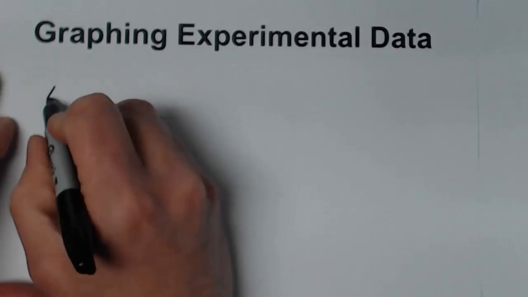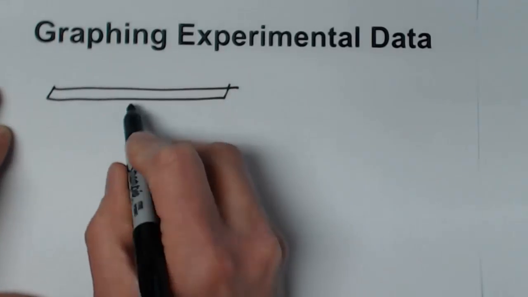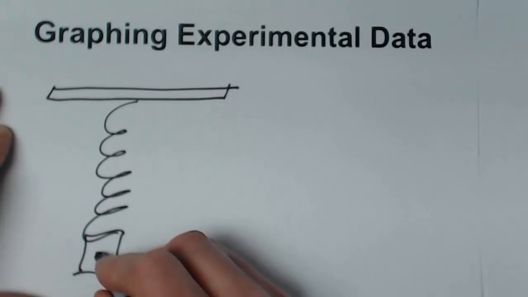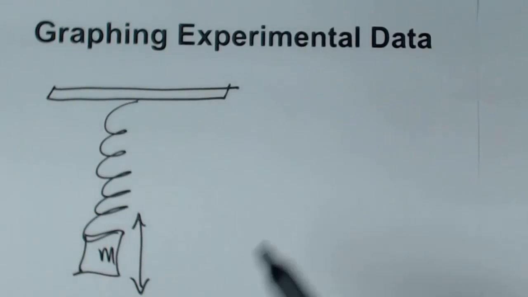The data that we're going to look at here is going to be for data gathered during a spring experiment, and let me show you what the experiment looks like. You'd have some sort of a horizontal support, a spring hanging from it, and then attached to that spring is a mass. The mass bounces up and down, and you time how long it takes to bounce up and down. And what you'd actually do is time about 10 bounces of it, complete cycles, and divide that result by 10 to figure out the period of oscillation.